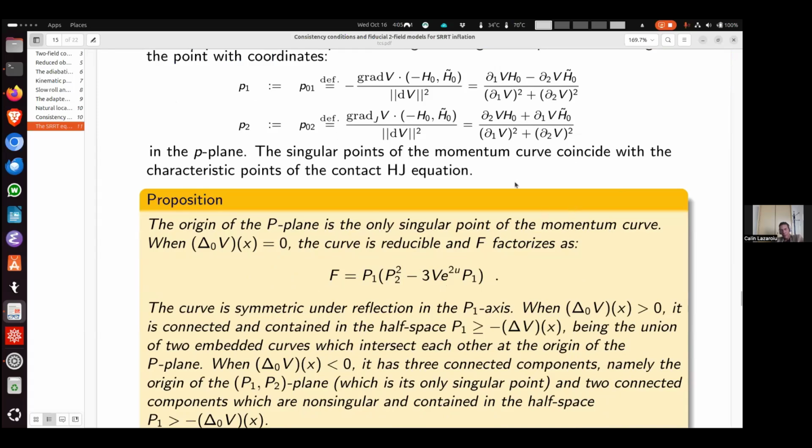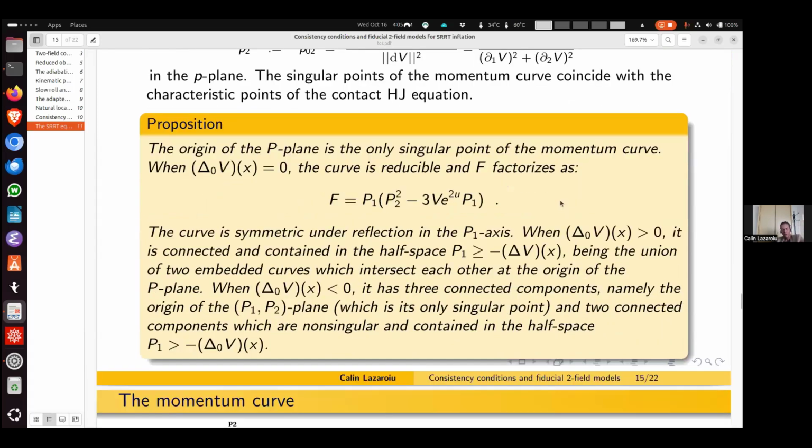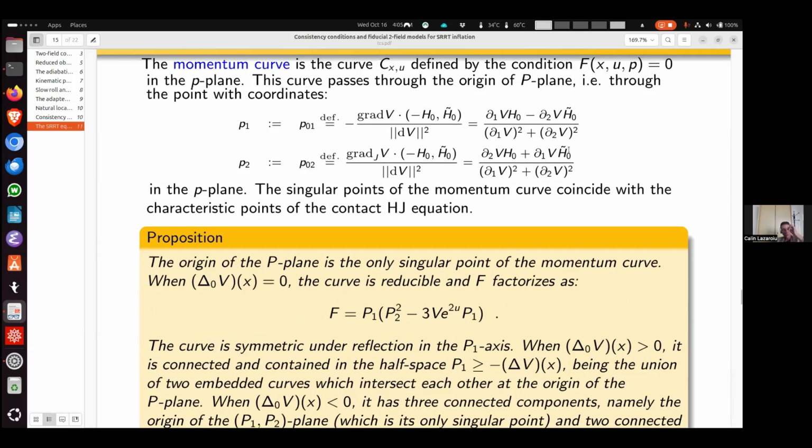And it's important to study whether this curve is connected, irreducible, where it has its singular points and so on, because this gives you information about the qualitative behavior of this convex Hamilton-Jacobi equation and where you could have shock waves developing and other things. I don't have time to give too much detail. So you notice that the singular points of the momentum curve coincide with the characteristic points of the convex Hamilton-Jacobi equation.